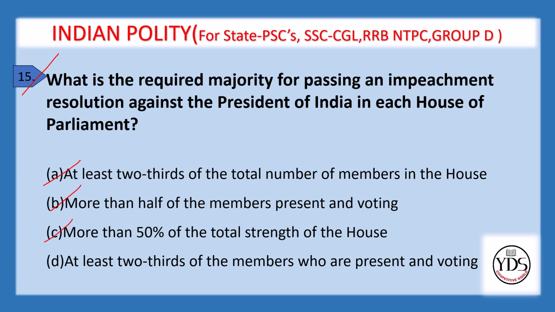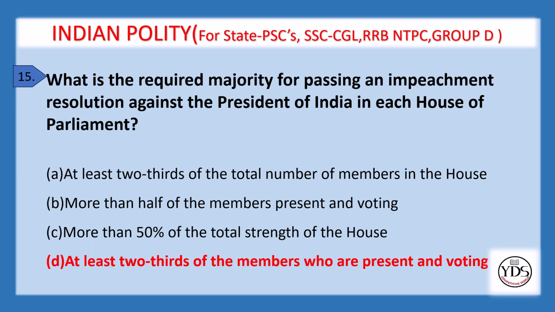Option C. More than 50% of the total strength of the House. Option D. At least two-thirds of the members who are present and voting. Option D. At least two-thirds of the members who are present and voting is the correct answer.